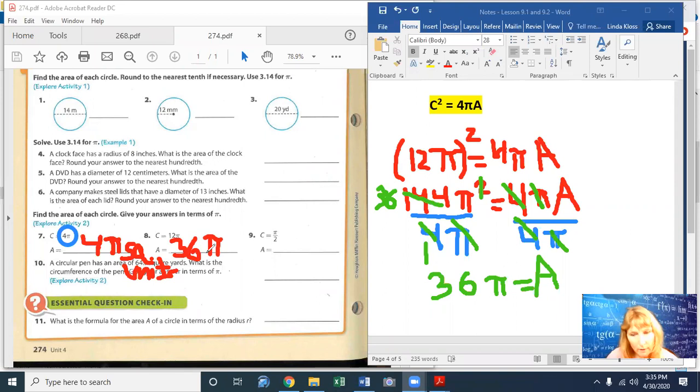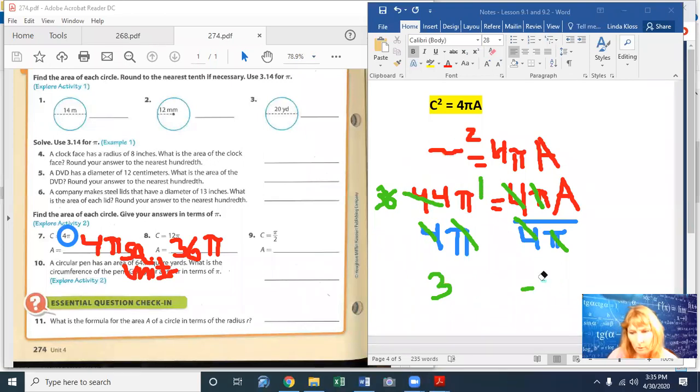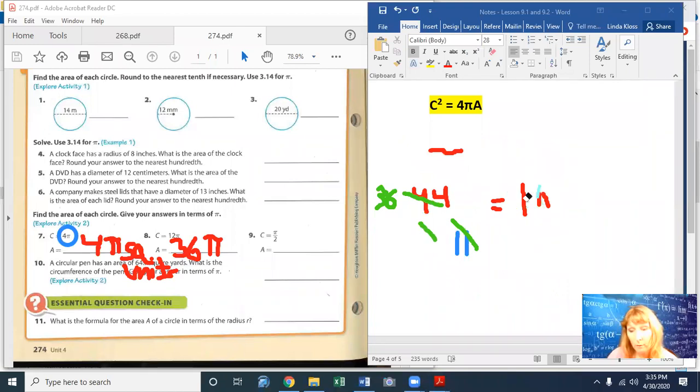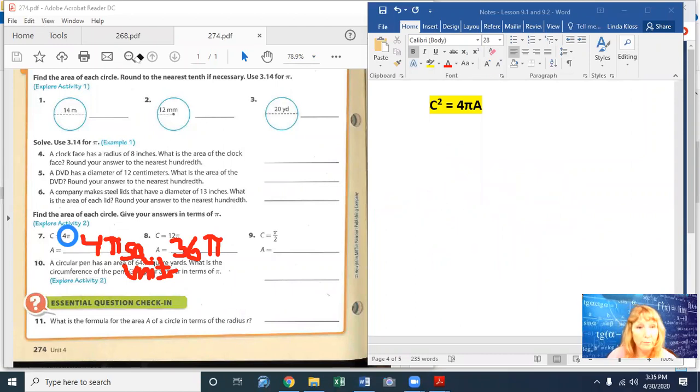All right, now let's look at number 9. Clear my drawings here. Hopefully you're following me okay. It gets a little bit weird to start working with pi, but after a while you'll find that it's actually pretty easy. But at first it can seem weird.